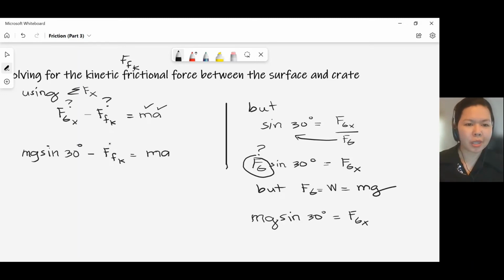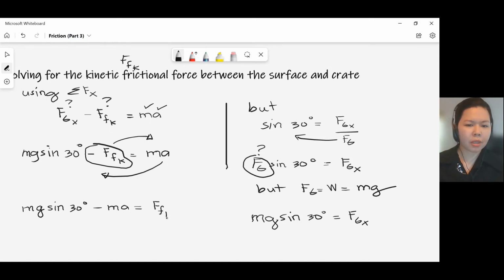So this is negative Fk. We transfer this one to the right side of the equation, and ma goes to the left side. So we have mg sine 30 on the left side, just copy, minus ma equals FFK.